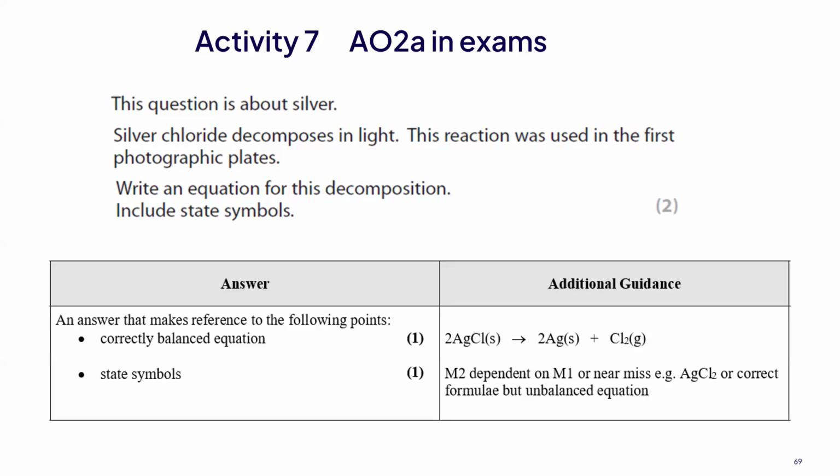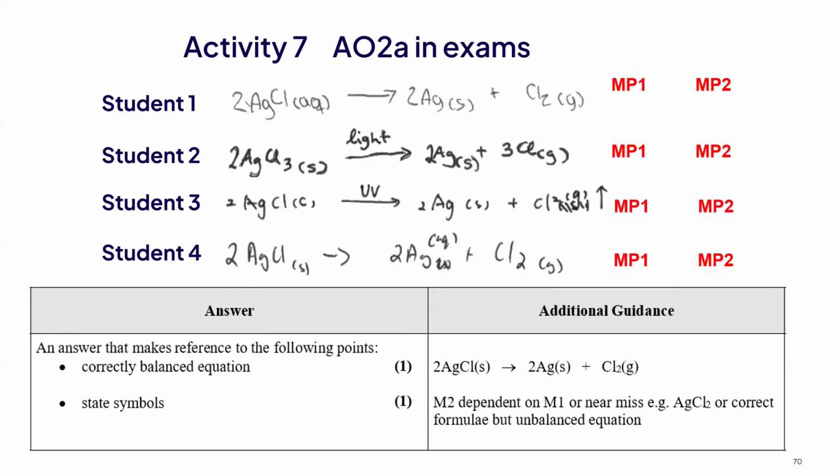M2 is dependent on M1, or you can have M2 for a correctly balanced equation if they have got a near miss. So AgCl2 or correct formulae but an unbalanced equation. Obviously, multiples and fractions are also accepted in the balancing of the equation. Okay, so there we are.